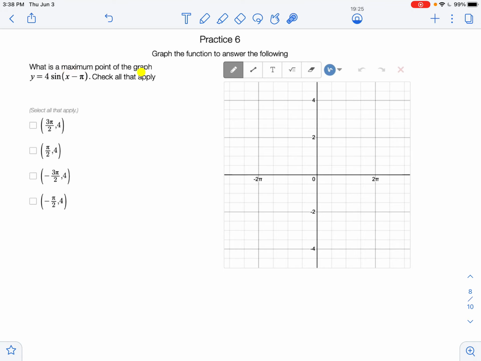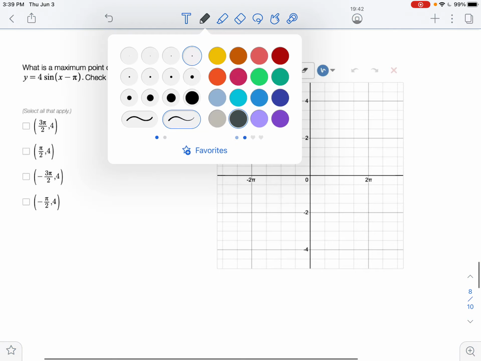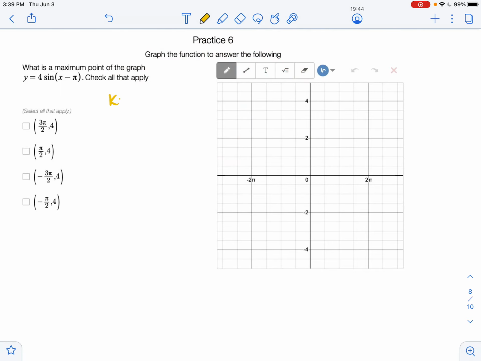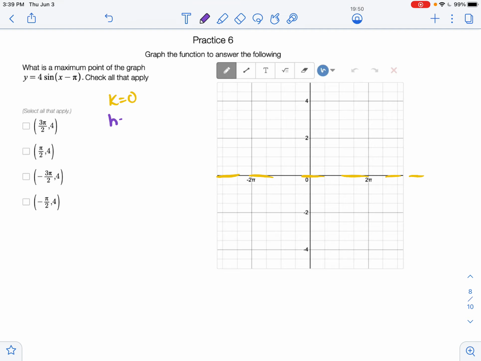Practice 6 is asking for a maximum point of this graph. Going back to sine, that's kind of a friendly one because our starting point, right, the first point of the cycle of sine actually sits on the midline. So it's a little bit more straightforward to identify than the starting point of cosine. But following those notes that we've been kind of relying on, we want to plot our midline. K equals 0. We will want to identify our phase shift, which is h equals pi.